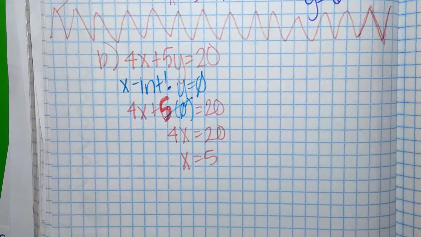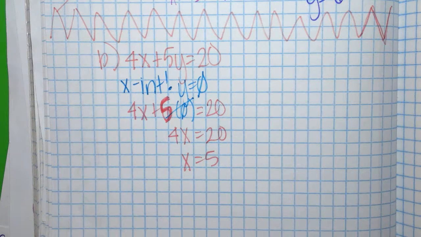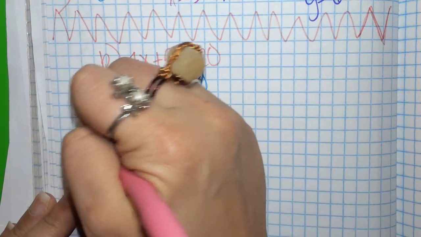X equals 5. Fantastic. Now, how do I write my coordinate? 0, 5. 5, 0. Damien, take a point. Good job.